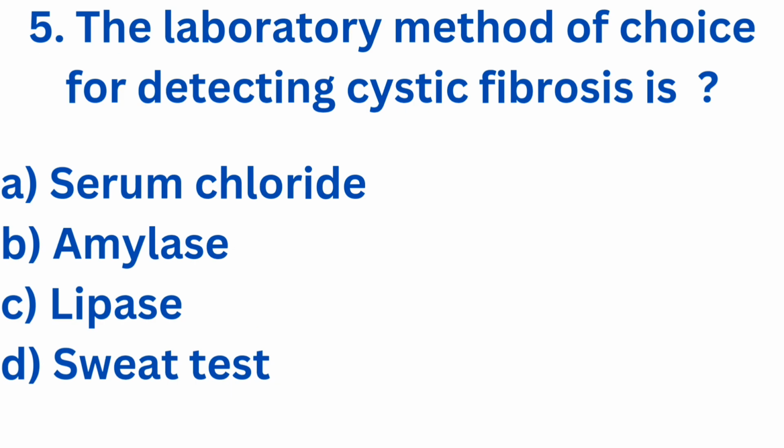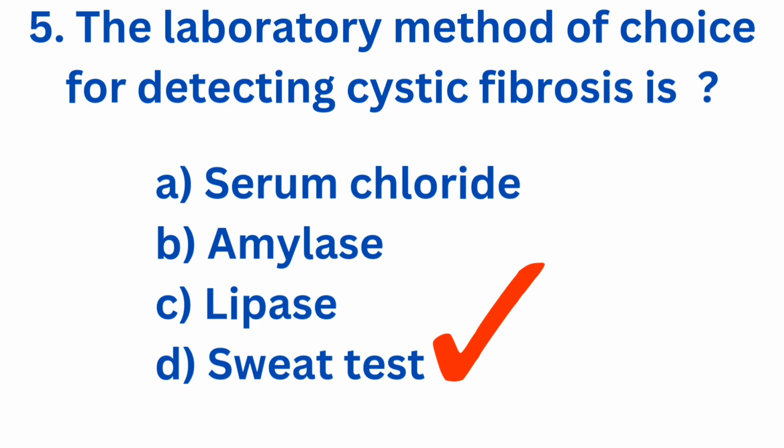Question number 5. The laboratory method of choice for detecting cystic fibrosis. Option A, serum chloride, option B, amylase, option C, lipase, option D, sweat test. Which of the following methods is used for detecting cystic fibrosis? The right answer is option D, sweat test.